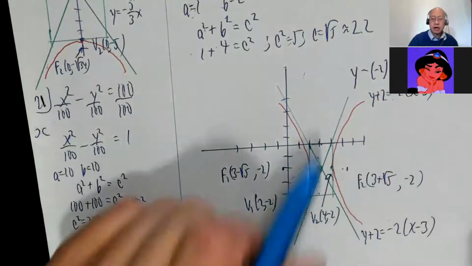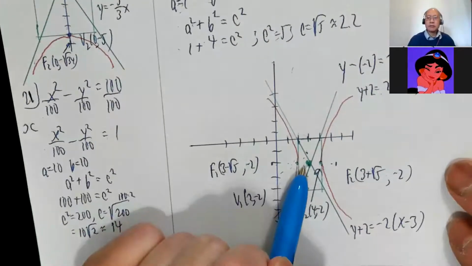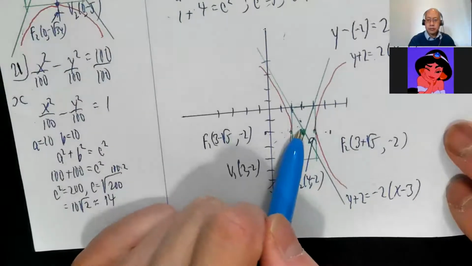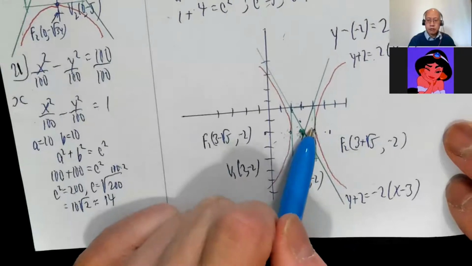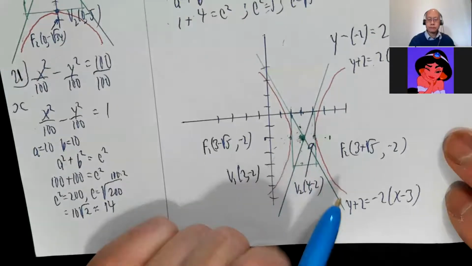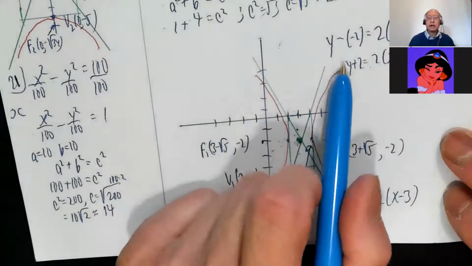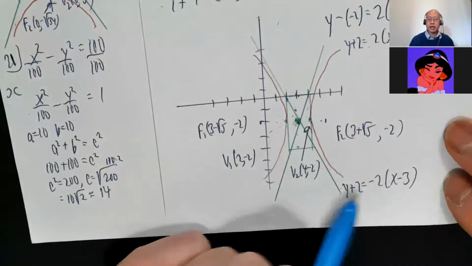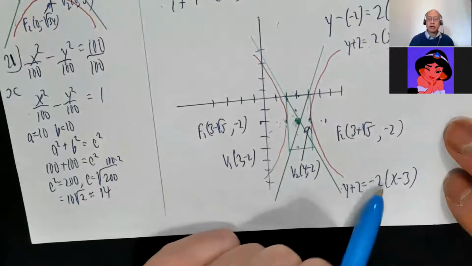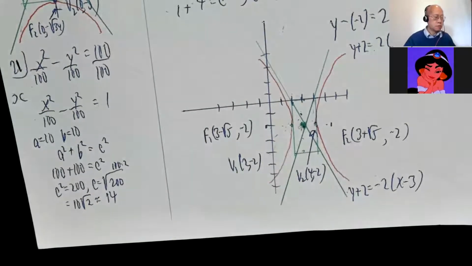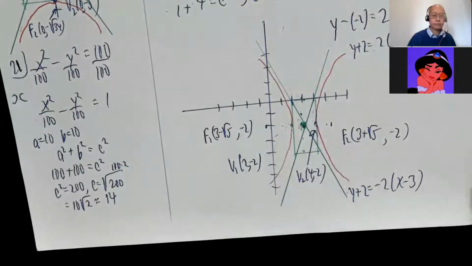Last thing is the equation of the asymptotes. Well, I know the center in both cases is 3, negative 2, so I'll use the point slope form. This slope is over 1 up 2. The other one is over 1 and down 2. So the slopes are 2 and negative 2. So this equation is y plus 2 equals 2 times x minus 3. Just leave it like that. And this one's the same thing except the slope is negative 2. Y plus 2 equals negative 2 times x minus 3. So that's the equation of the asymptotes. Right, so that is that.